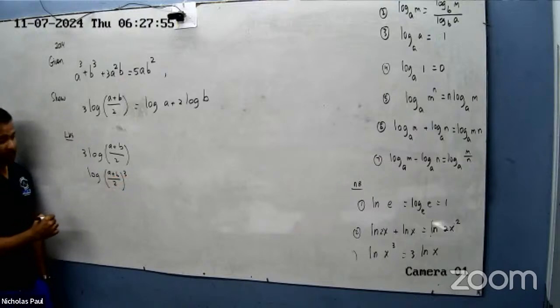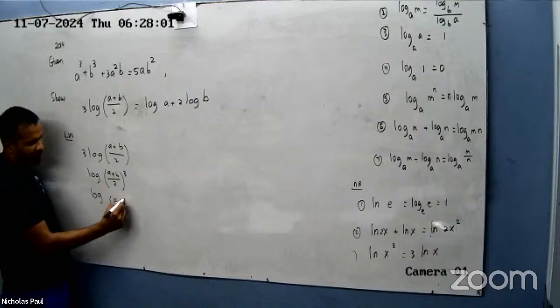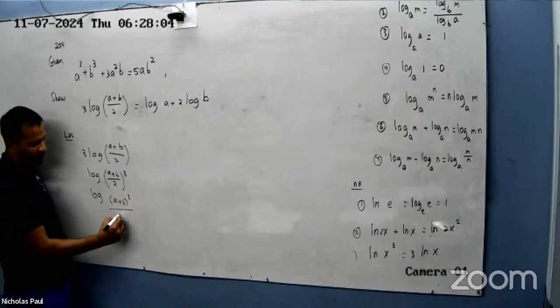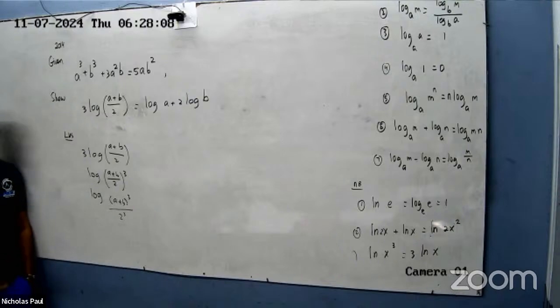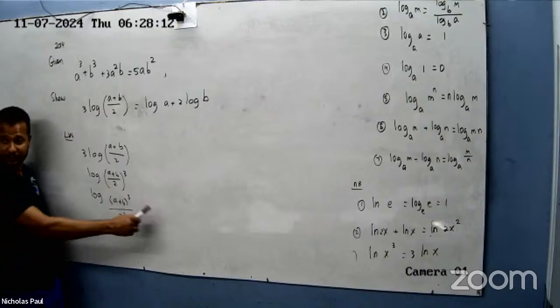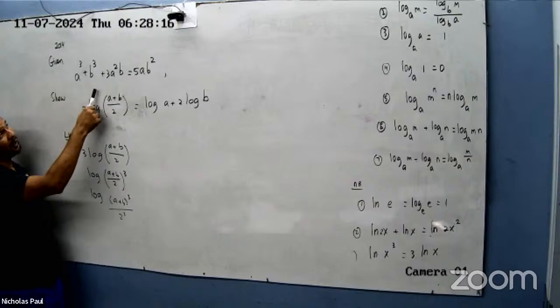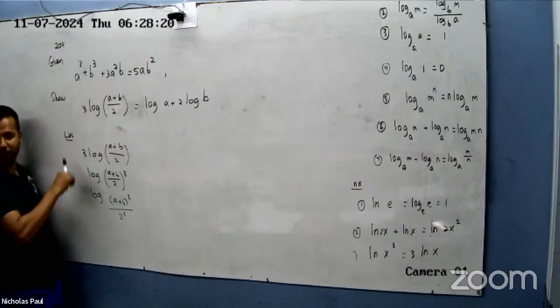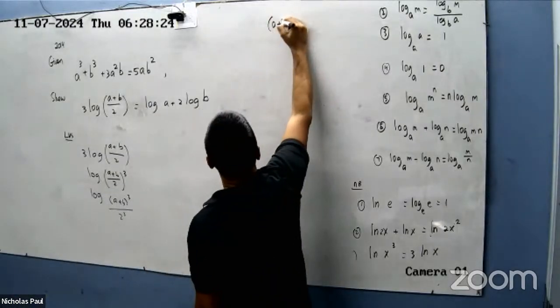So what does this mean? This means log of (a plus b) cubed all over 2 cubed. All I can do now is expand that out, because somehow I have to bring in a cube and b cube and 3a squared b and so on. So I'm just doing it here for you to remember how to do it.